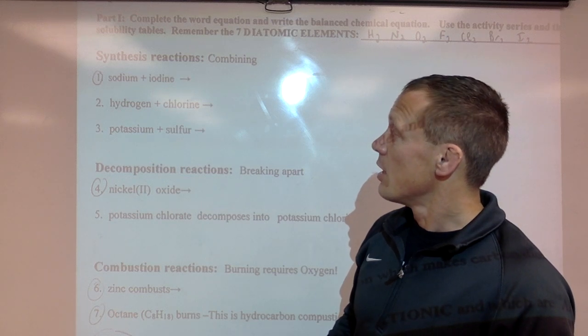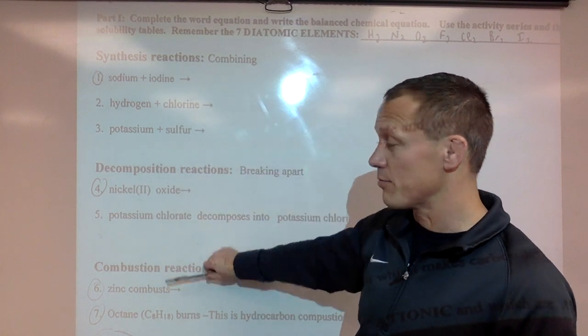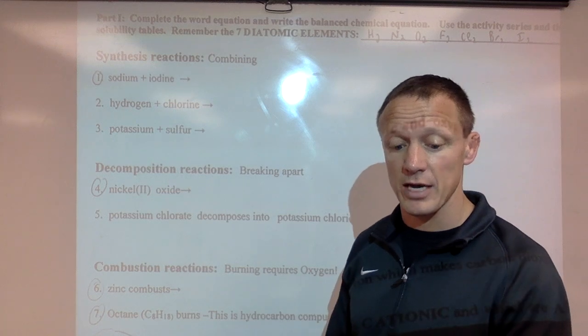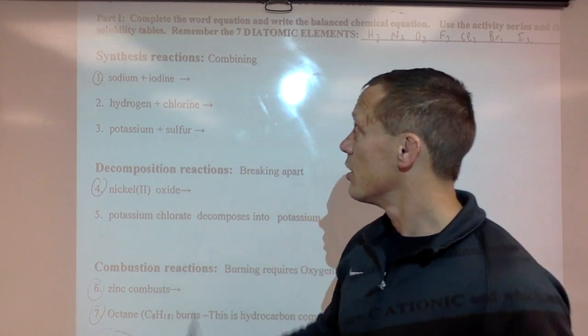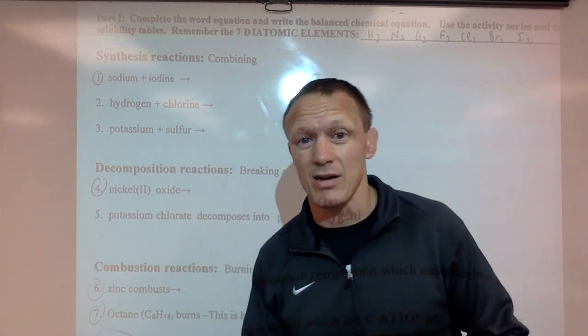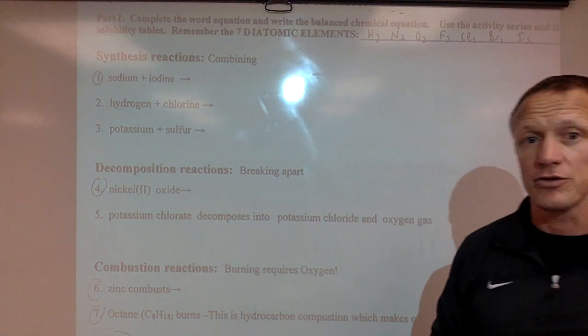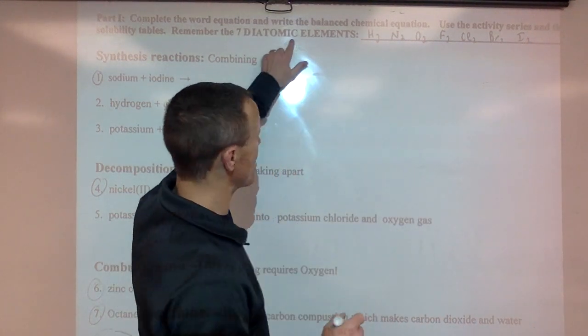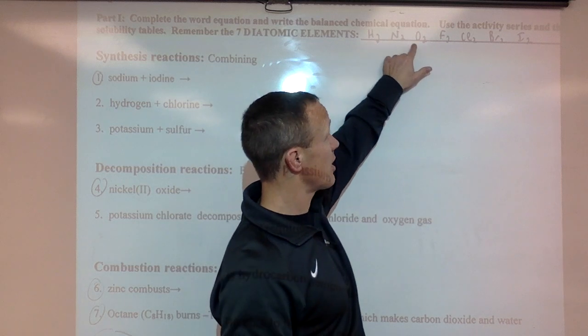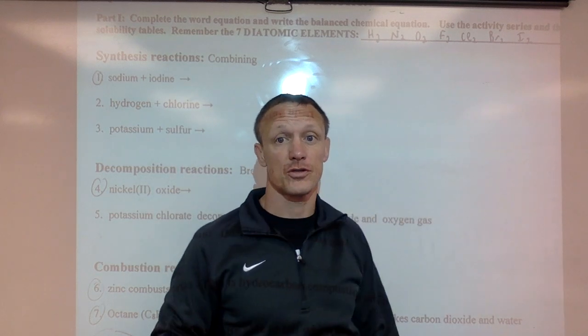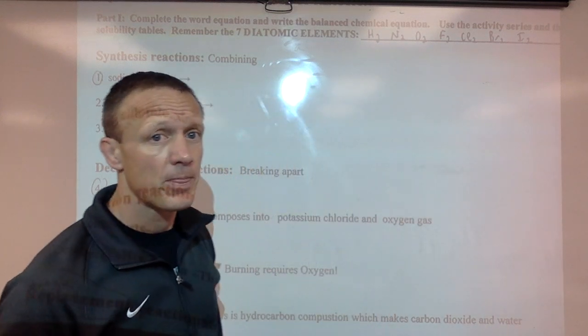So we've got synthesis, decomposition, combustion, and then there's some single replacement, double replacement ones down there as we go through. So I'm going to do one from each section, or maybe some of them a few more, and then you're going to do the rest of them. So first thing, don't forget your diatomic elements: hydrogen, nitrogen, oxygen, fluorine, chlorine, bromine, iodine. Hopefully you got those circled on your periodic table.